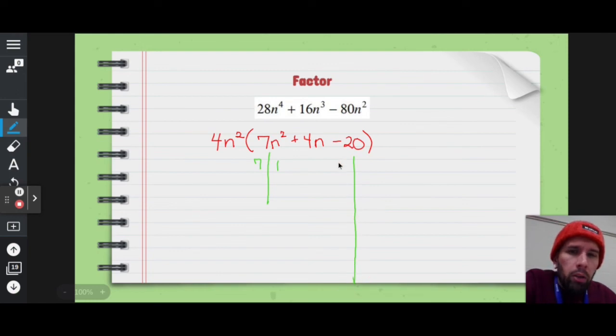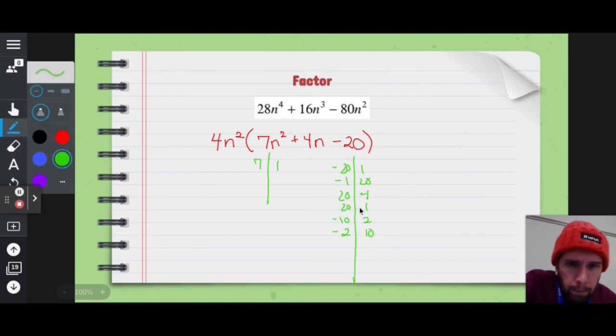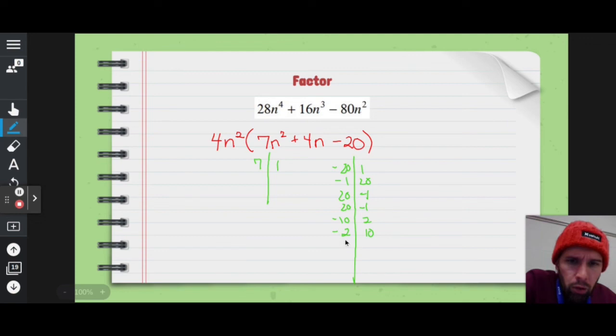So I can do negative 20 and 1, negative 1 and 20, 20 and negative 1, negative 20 and 1, negative 10 and 2, negative 2 and 10. Oh, I already did this. Hold on, time out. I just repeated myself up here. Okay. Did I just freeze? I froze for a second there.